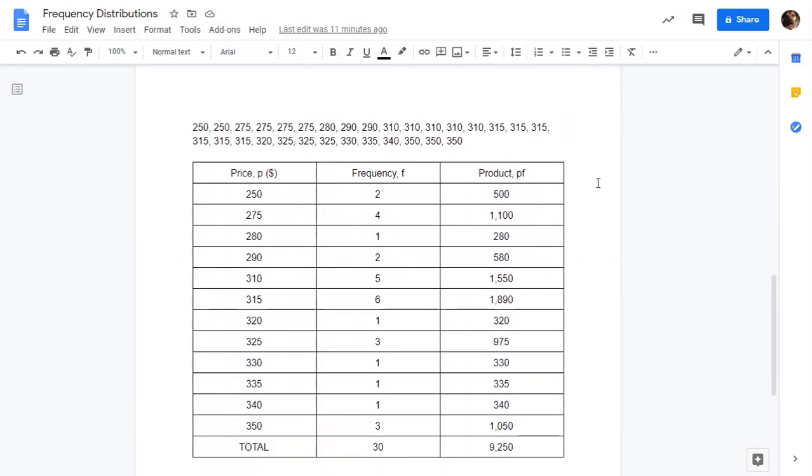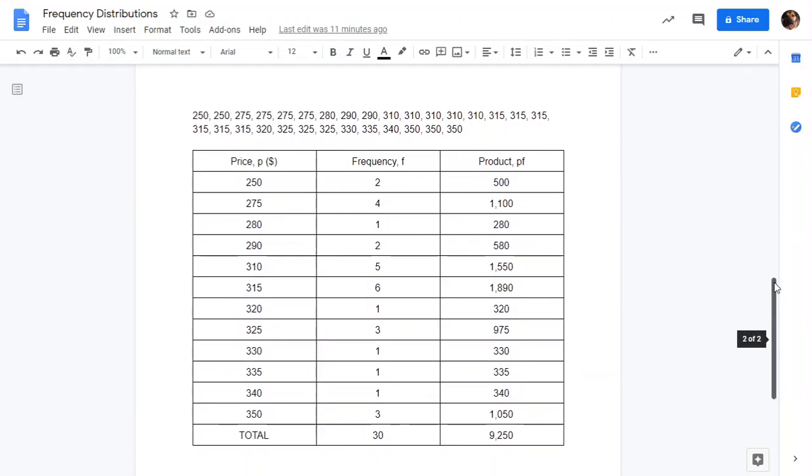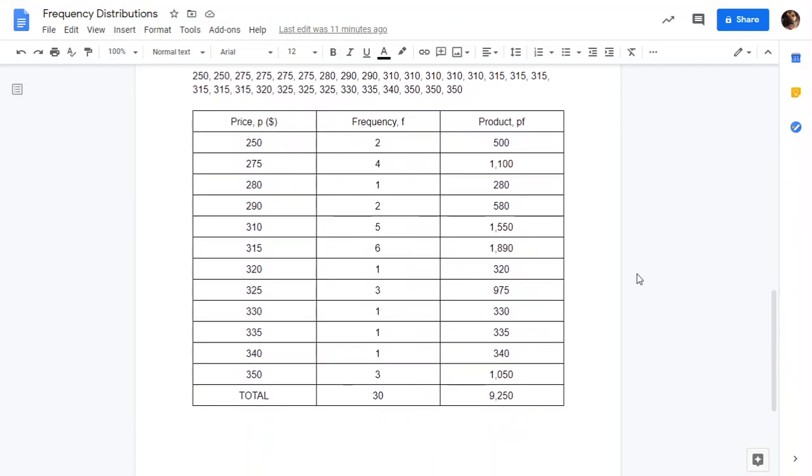So we can actually add a third column here if we are looking for the mean. So I went ahead and made a product column, and I just multiplied the price by the number of times it appears. So 250 times 2 is 500. 275 times 4 is 1100. And that gives us a total price of all the bicycles down here at 9,250.